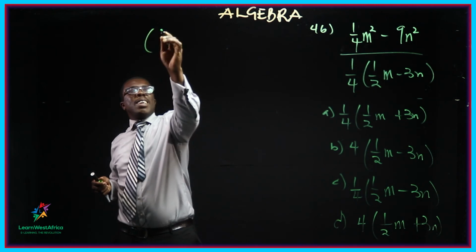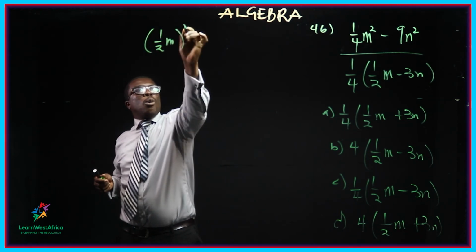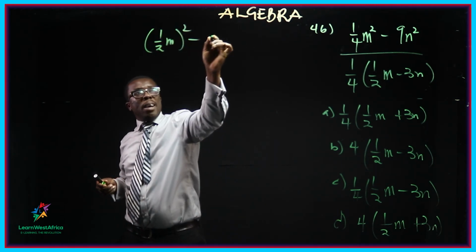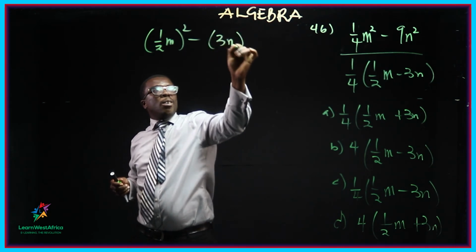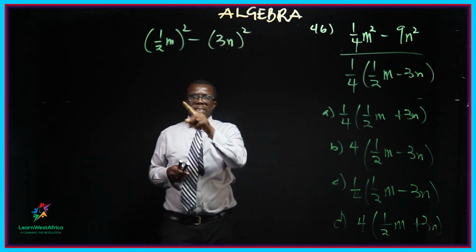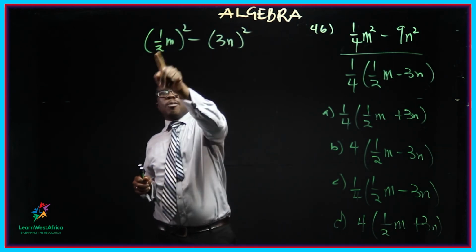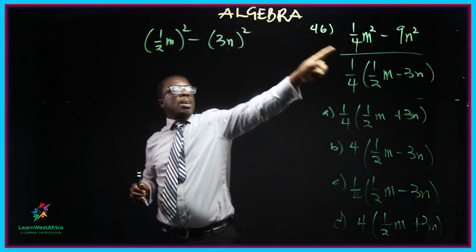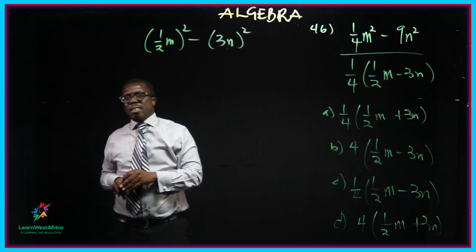In fact, I have 1 over 2m all squared minus 3n all squared. Do you see that? The number half squared is 1 over 4, and 3 squared is 9. So it is a difference of two squares.